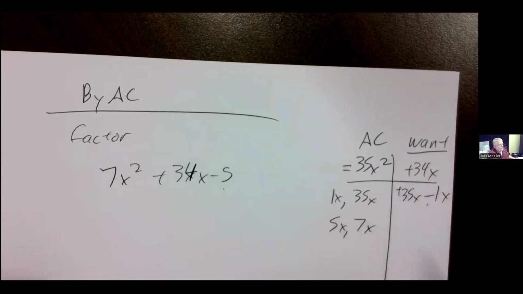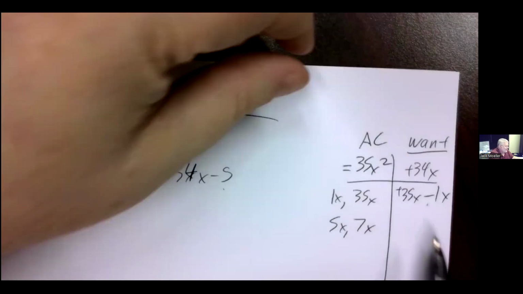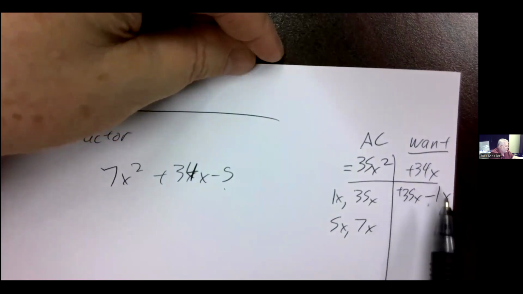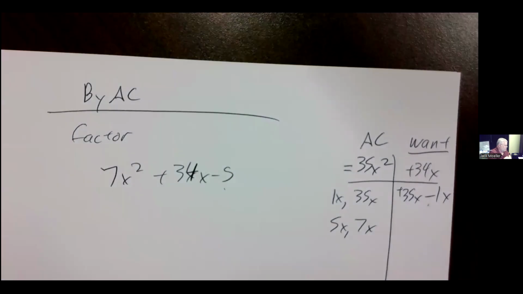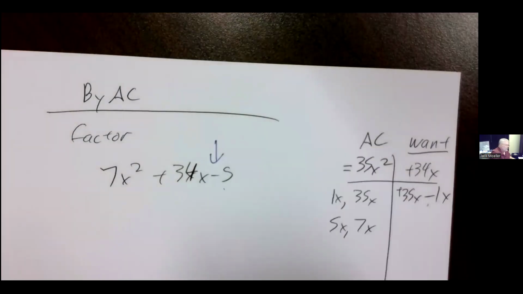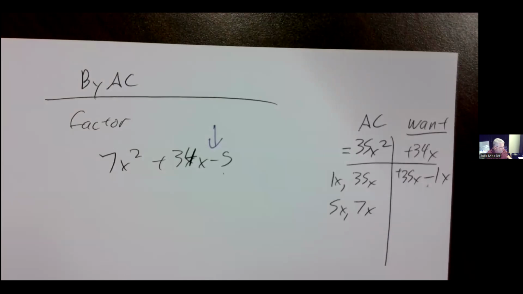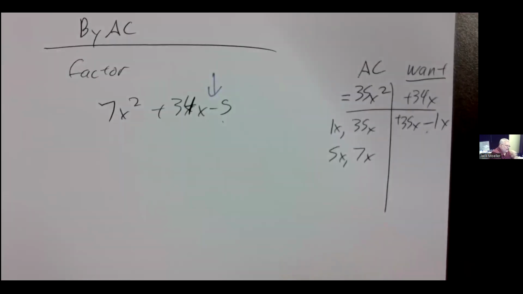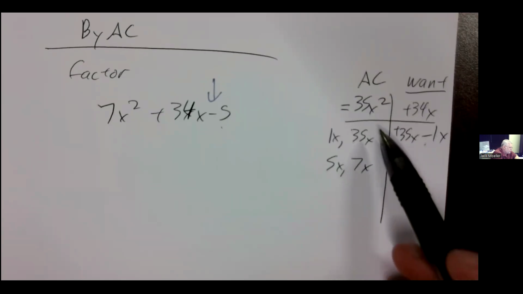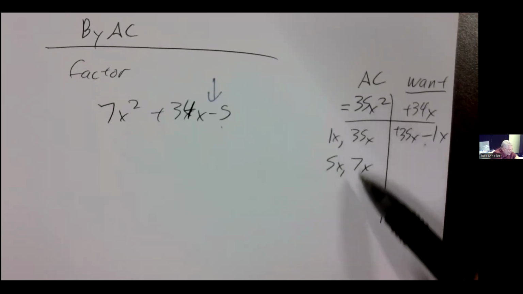Now here's a question. This is where I check my signs. Does it make sense that we have one positive number and one negative number? If you come back to your original trinomial, that third term is negative. The only way that I can get a negative number by multiplying two numbers is if one's positive and one's negative.